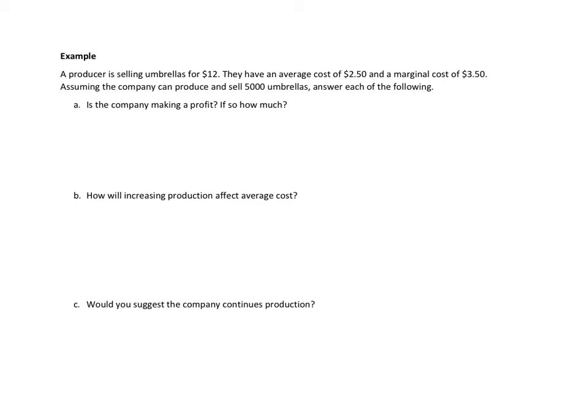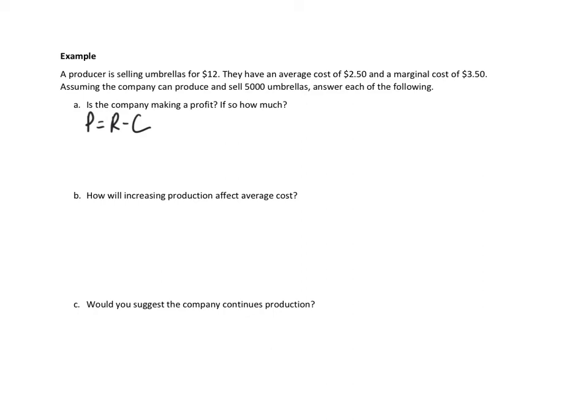In this example, a producer is selling umbrellas for $12. They have an average cost of $2.50 and a marginal cost of $3.50. Assuming the company can produce 5,000 umbrellas, we're going to assume that that average cost and marginal cost correspond to 5,000 umbrellas. We're going to answer each of the following. Is the company making a profit? If so, how much? Well, recall, profit is revenue minus cost.